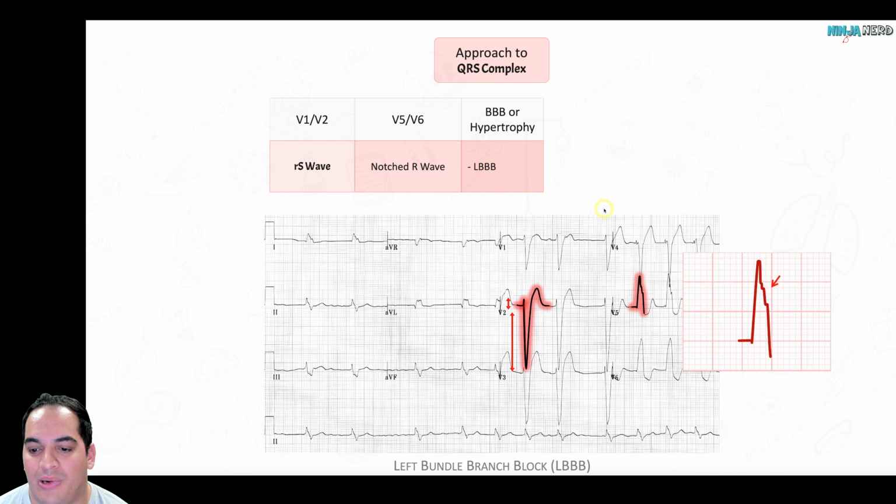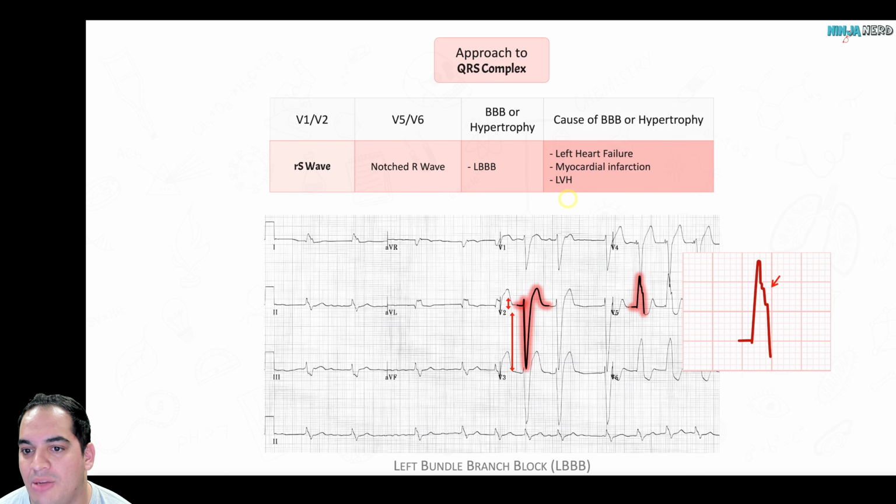Now, left bundle branch blocks, what's important to remember with this one is it's usually due to something that's stretching or thickening the left ventricle. So this could be due to left heart failure, right? Especially systolic heart failure. It could be due to myocardial infarction, which kind of knocks off the left bundle branch. You could actually infarct it and cause fibrosis of that bundle branch. Or left ventricular hypertrophy, where you thicken that actual myocardium and compress on the left bundle branch.